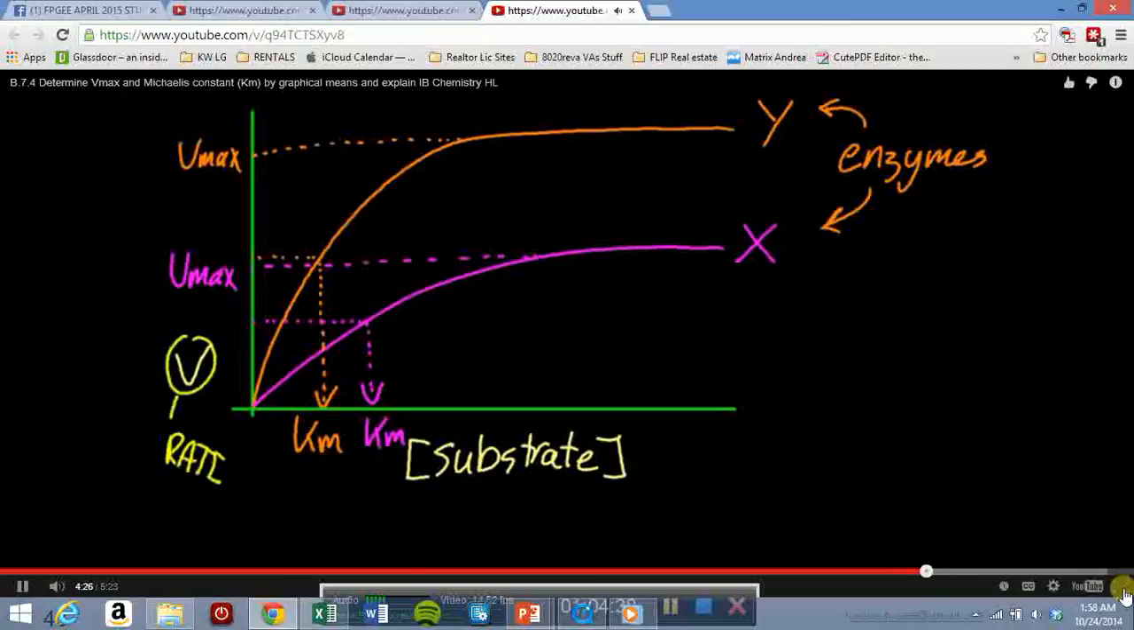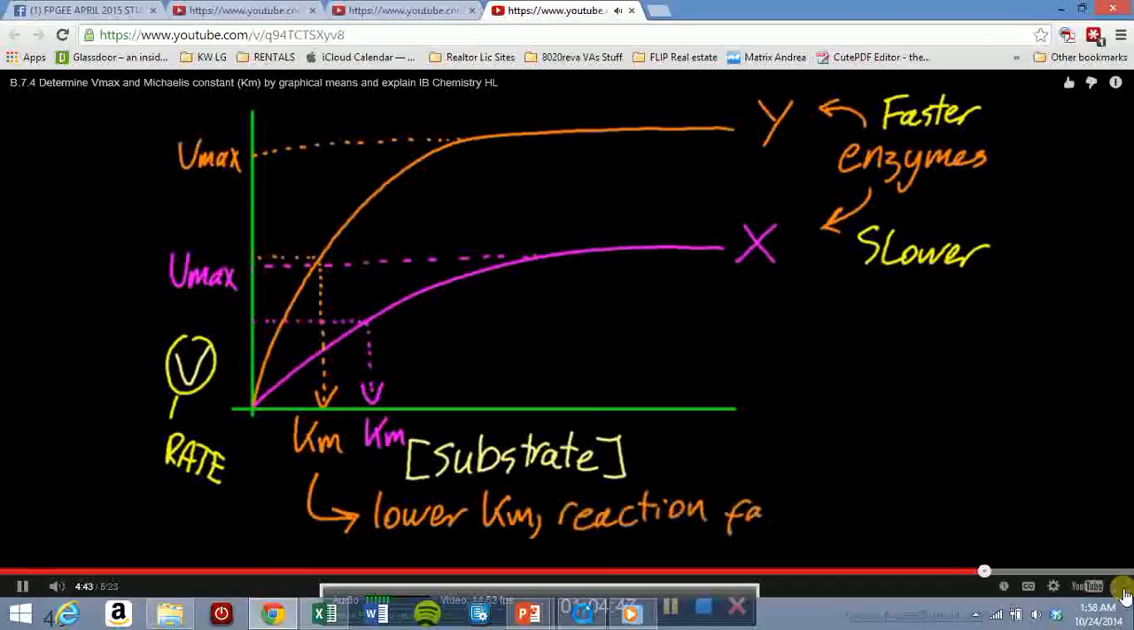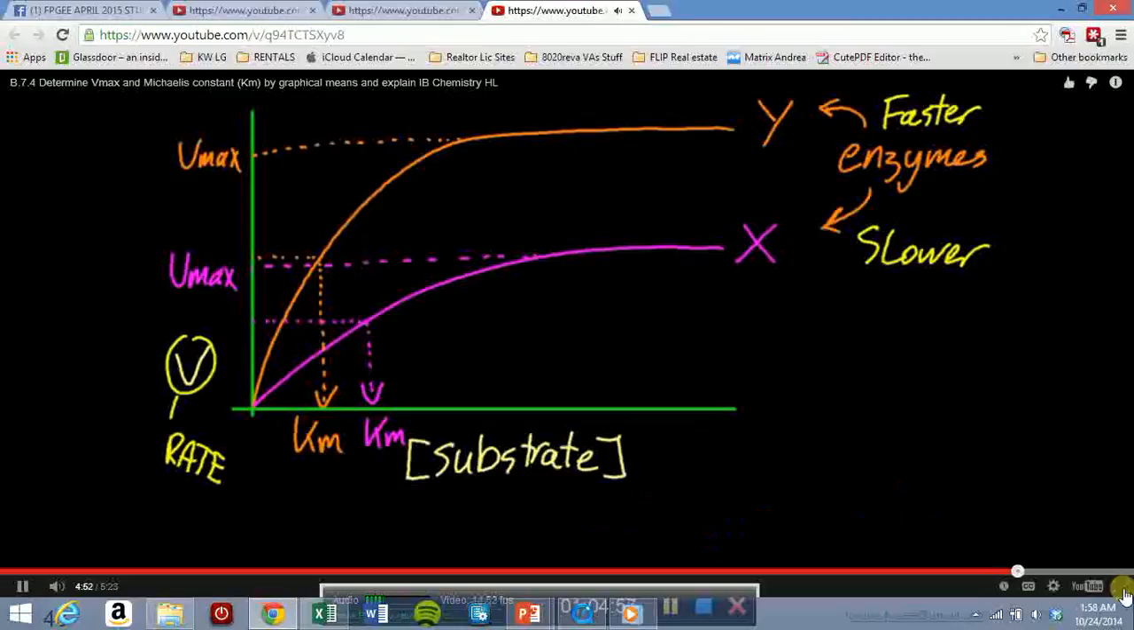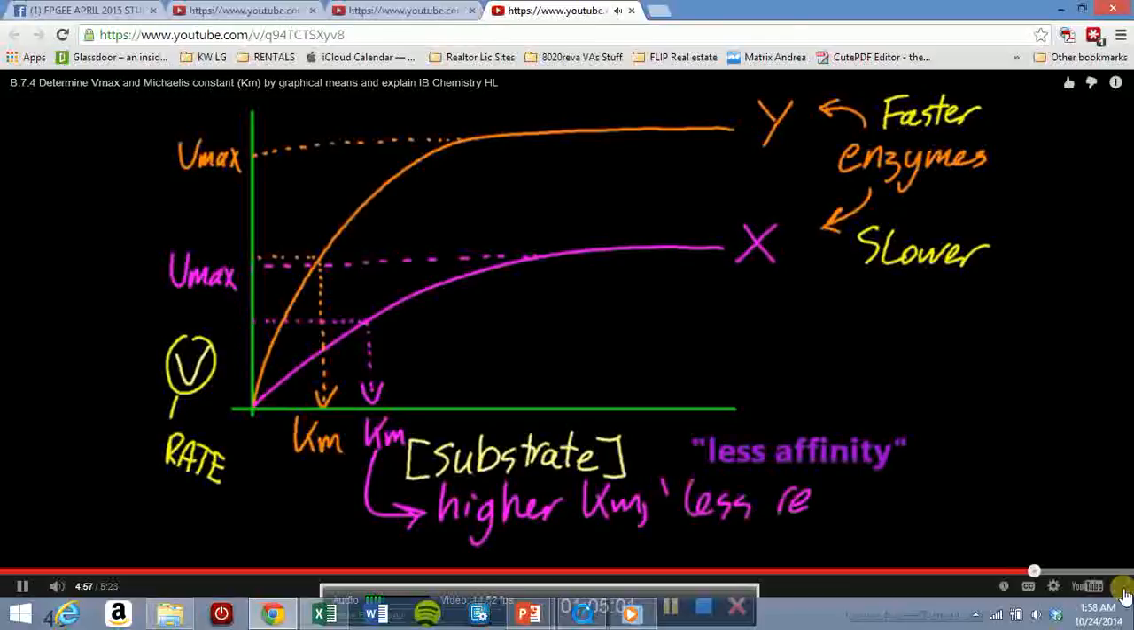And don't forget, V is rate or velocity, if you will. So for Y, you can tell that that's going to be faster because it has a higher Vmax. And X is going to be slower. It has a lower Vmax. And having a lower Km, well, that means the reaction is going to be faster at low substrate concentrations. And so Y is going to be faster at low substrate concentrations. And a higher Km, well, you can interpret that as the enzyme-substrate reaction being less reactive. And that gives you a higher value of Km.